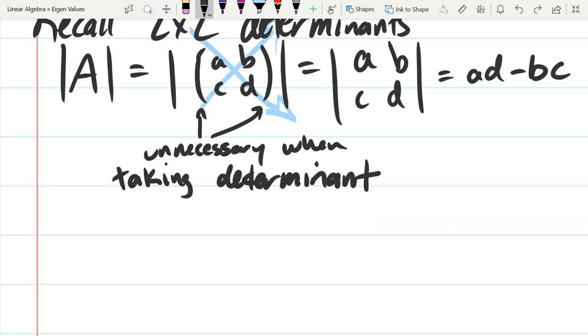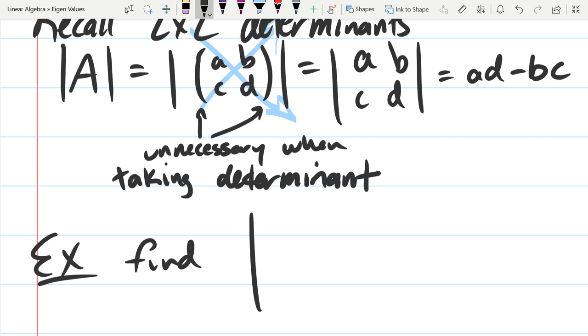All right, so that's how 2x2 determinants go. We'll do one fast example. Find the determinant of 2, -3, 4, 5. So find this determinant. You're just doing two products and subtracting.